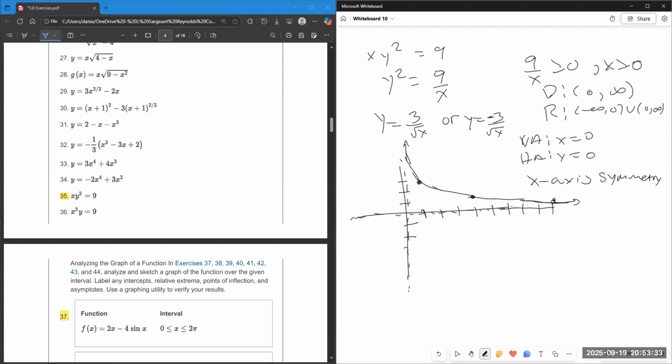And I should be able to mirror that. Negative 1, negative 2, negative 3, negative 4, 5, and so on. So this is 9, negative 1. This is 4, negative 1 and a half. And this is 1, negative 3. So this comes this way.